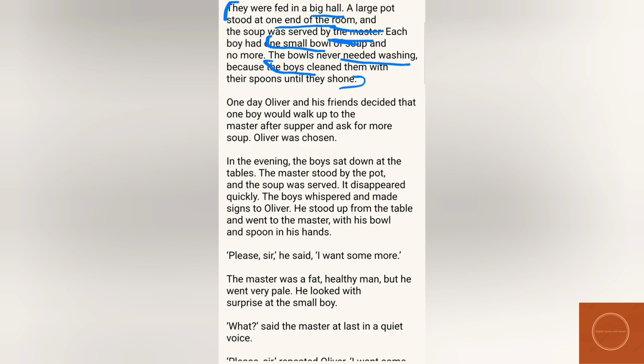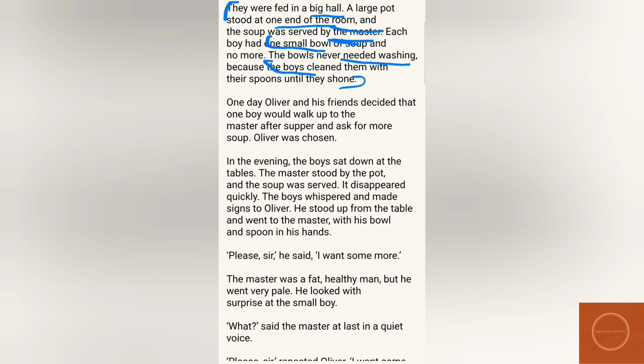One day, Oliver and his friends decided that one boy would walk up to the master after supper and ask for more soup. Oliver was chosen. Means, as in the previous paragraph we had read, that they only got one thin bowl of soup and no more was given to them. Now they decided, what if we really asked for more soup?